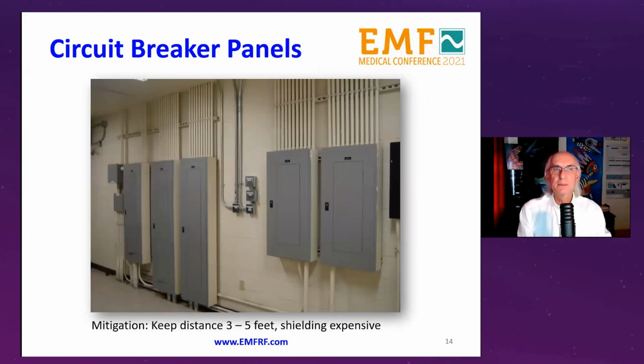And then eventually we end up at the circuit breaker panels. You can see that there are a lot of wires running into the panel. You've got the main line coming in on the bottom here, and then you've got the circuit breaker, and then it distributes into the different circuits. So a lot of current flow here. Therefore, there are high magnetic fields associated with the circuit breaker panel.